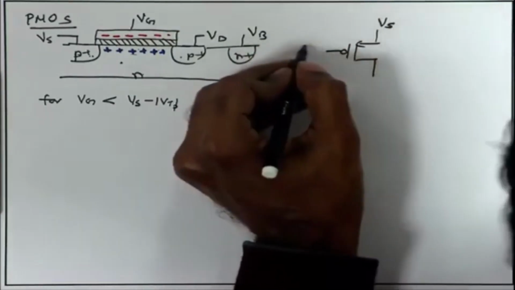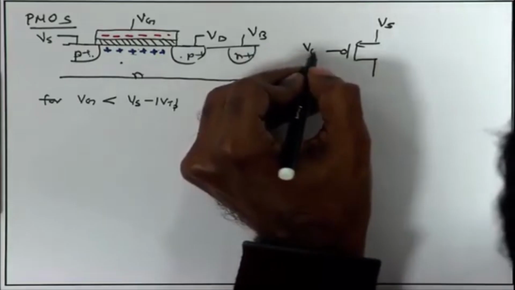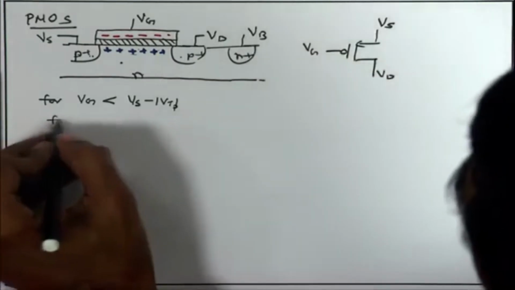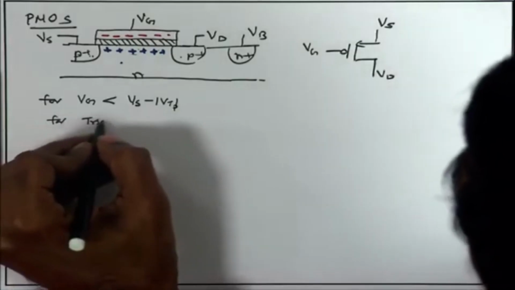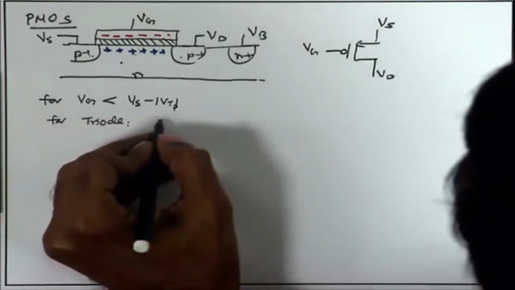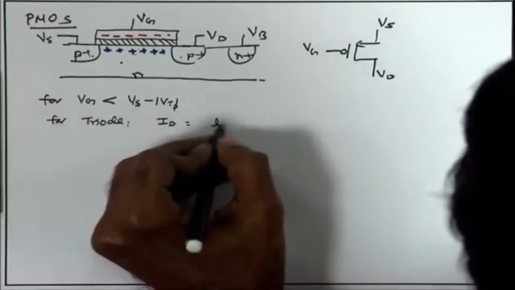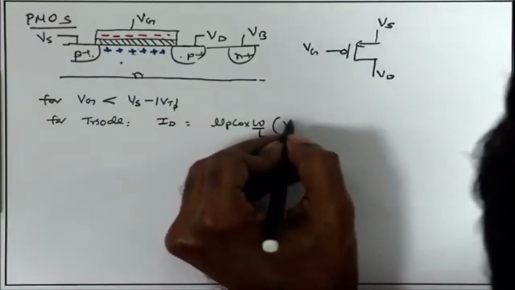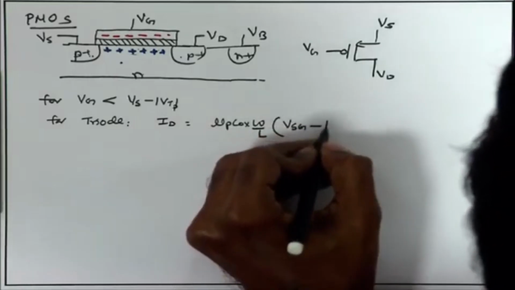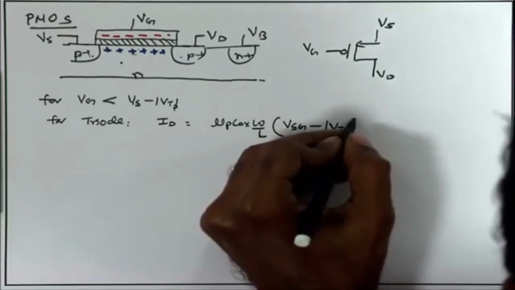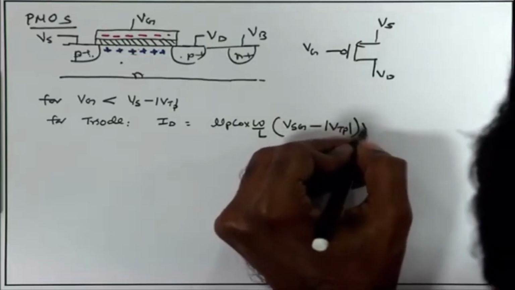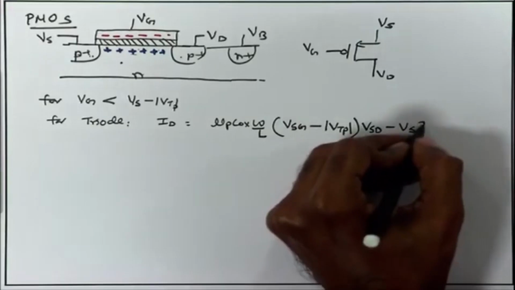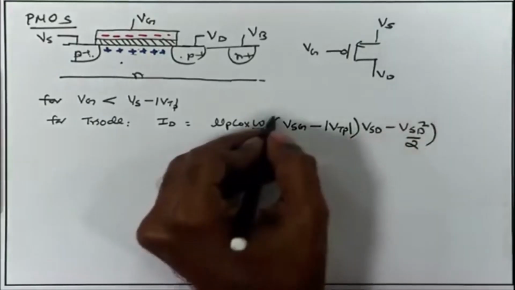So, here we have Vs, we have Vg and Vd, and I can write down the equation for the triode region first. Id equals mu p Cox W by L, times Vsg minus mod Vtp, into Vsd minus Vsd square by 2, right.